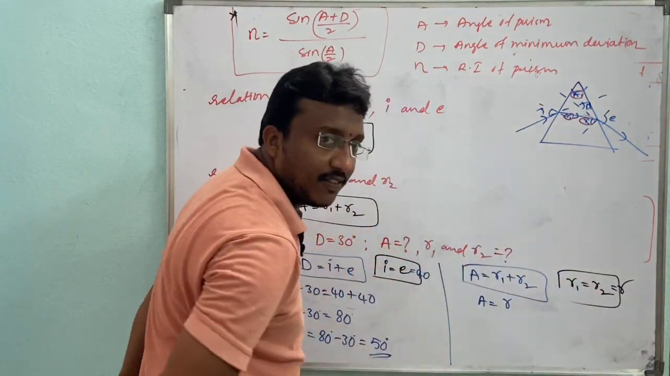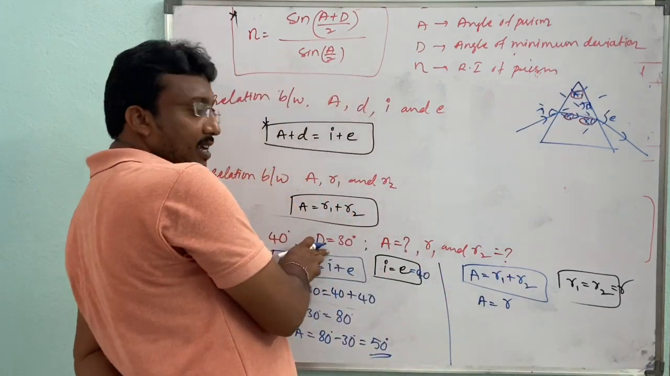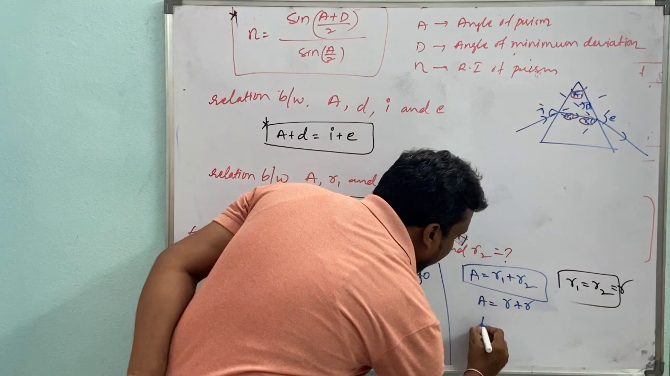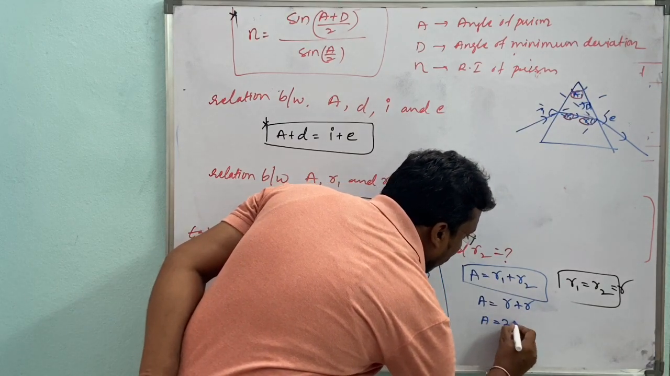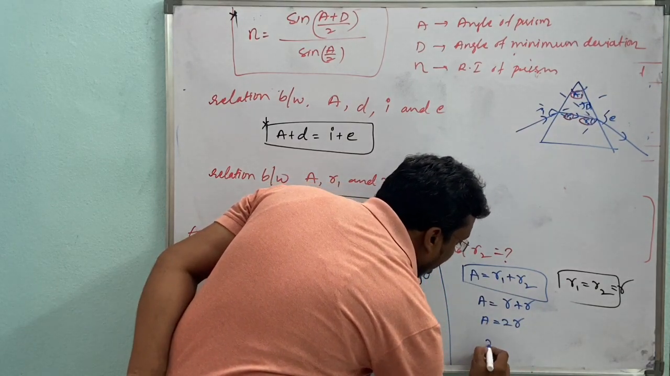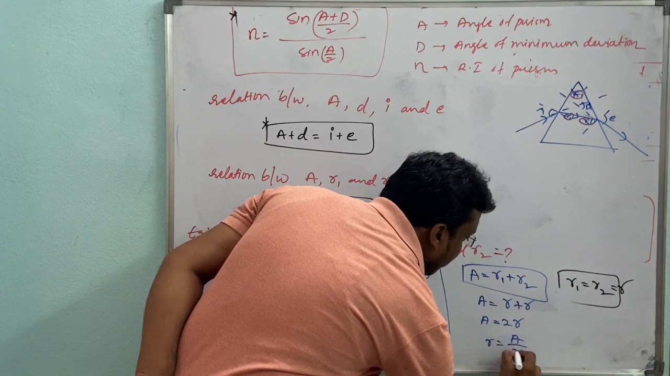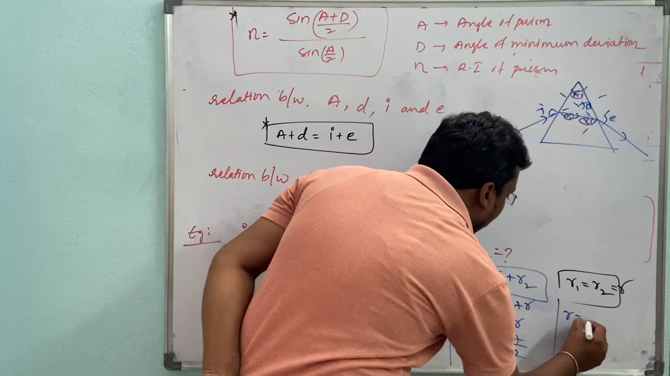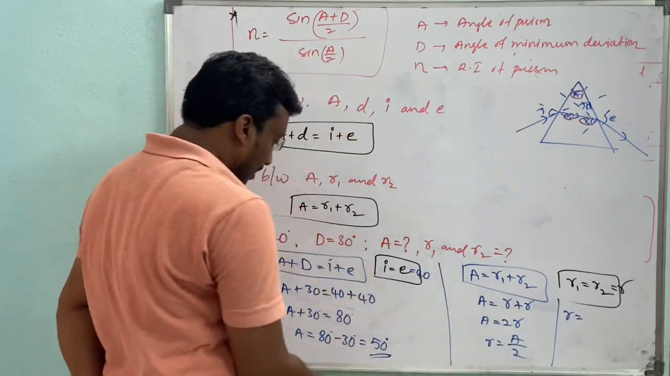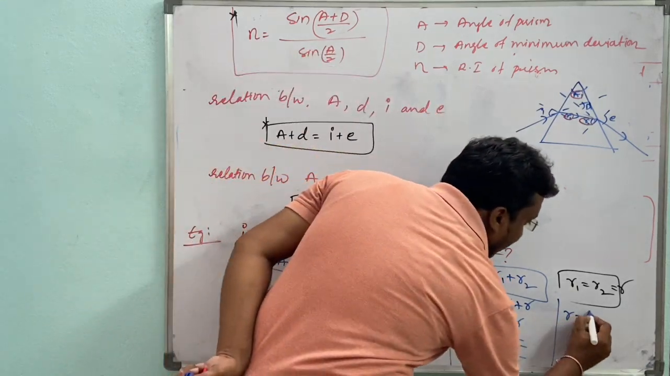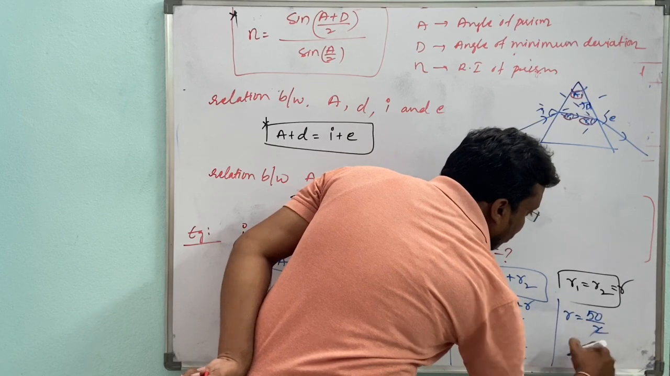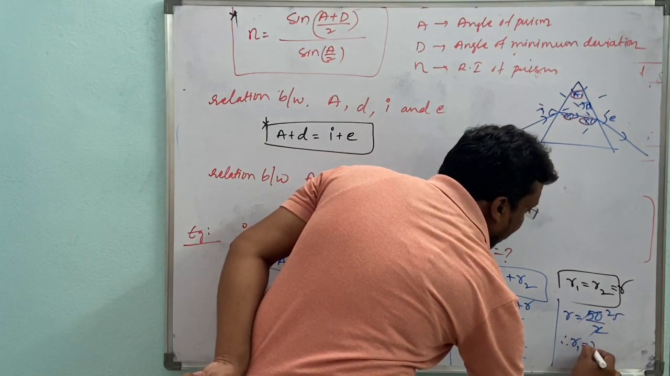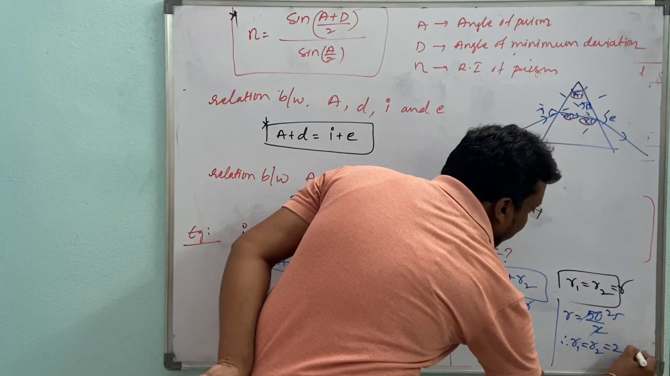Why? Because both are the same values, no? Because here the minimum angle of deviation is 30. Then A equals R plus R, which is 2R, so R equals A by 2. Finally, R equals A by 2. Here we got A as 50. Then 50 by 2 is 25. Therefore R1 and R2 equal 25 degrees.